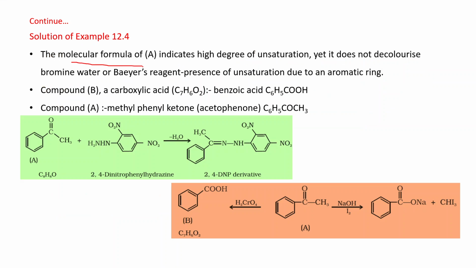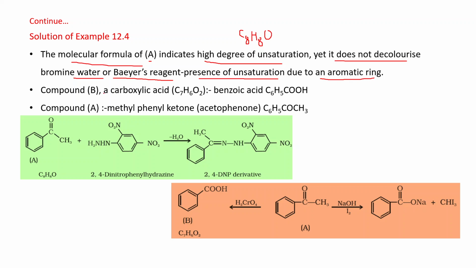Now, the molecular formula of A indicates a high degree of unsaturation. That is, the formula of A is C8H8O. This represents a high degree of unsaturation, meaning presence of a double bond. But yet it does not decolorize bromine water or Baeyer's reagent. It means it is not an alkene. Then in what way is this unsaturation present? It indicates the presence of unsaturation due to an aromatic ring.